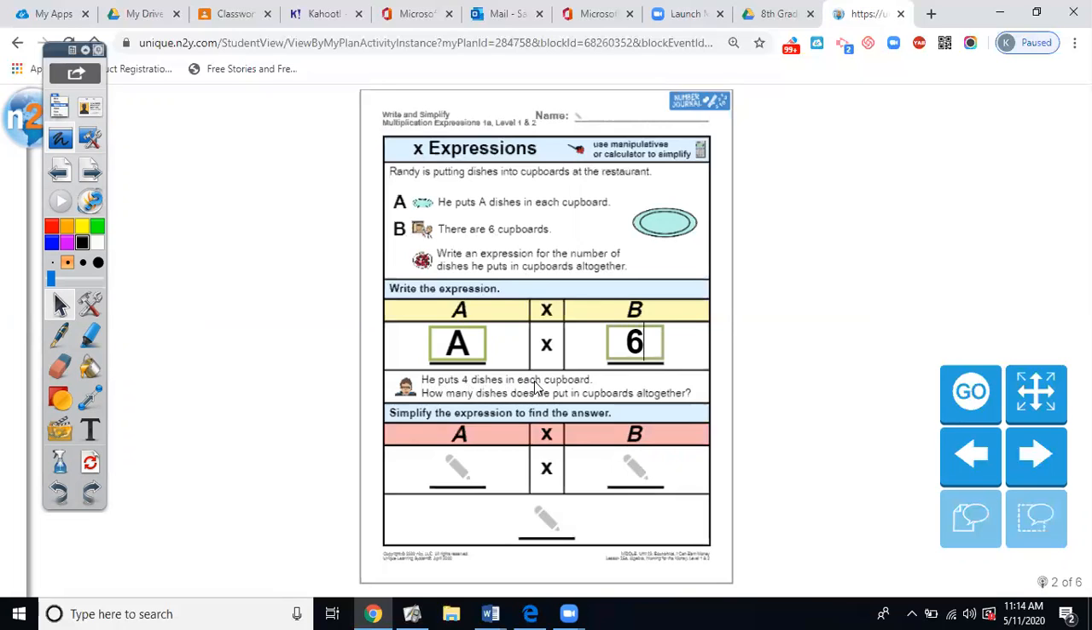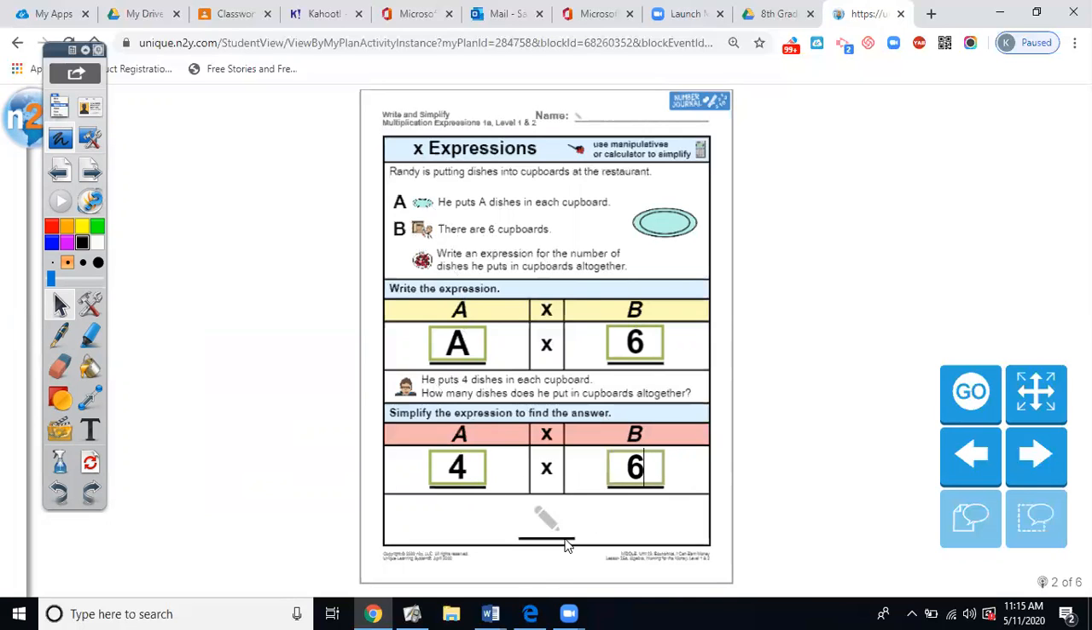He puts 4 dishes in each cupboard. Okay, so A stands for the dishes. It just told us right here, he puts 4 dishes. So we know that A, the number of dishes, is 4 times, and we already know what B is. Every time we see B, 6. So every time we see A, we know it's 4. It's the dishes. B is the cupboards. Every time we see the B, we put the 6.